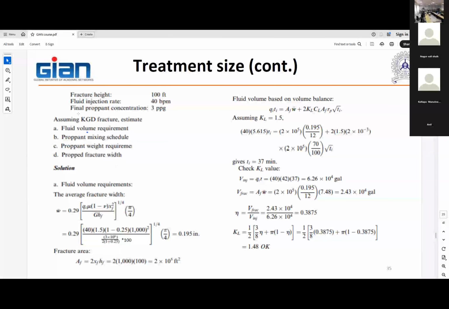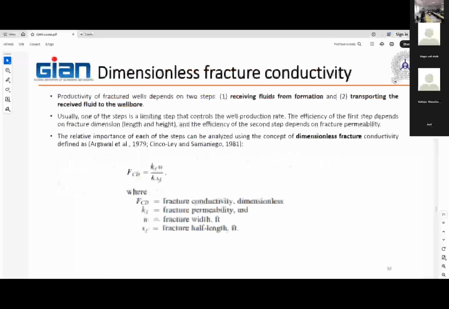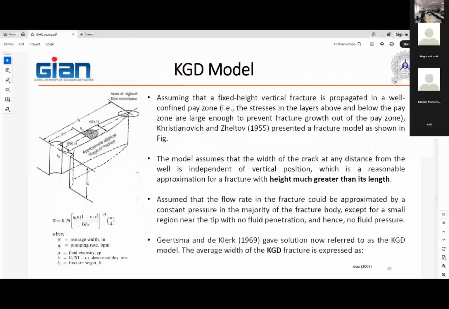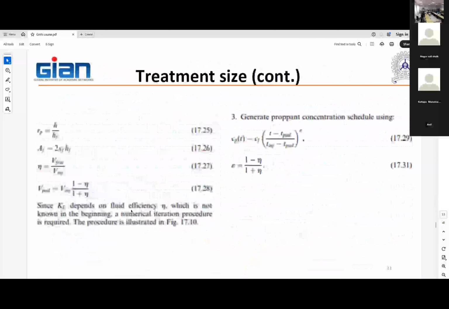So we are assuming a KGD fracture. So the first step is to what? Calculate the average fracture width using this formula. So let's say this is the KGD model. So we will use this formula here to calculate the average fracture width.